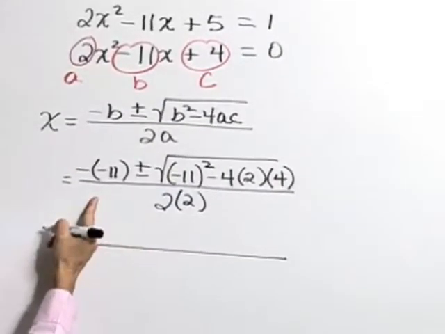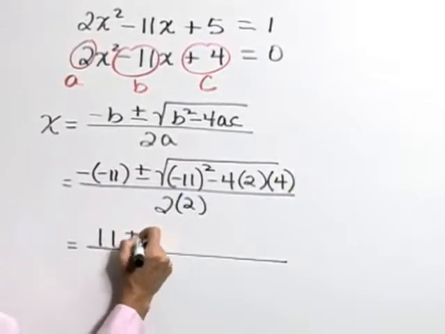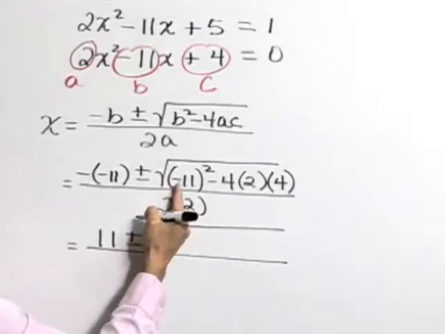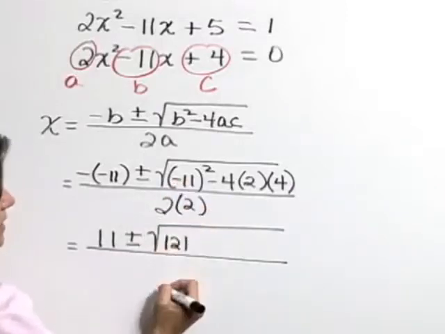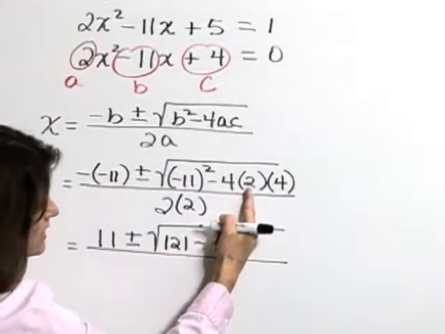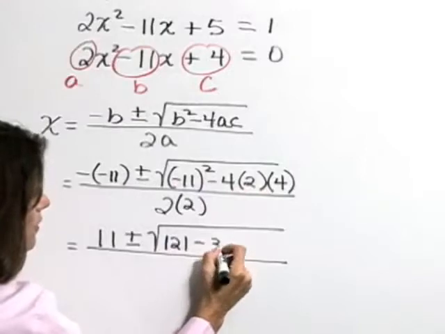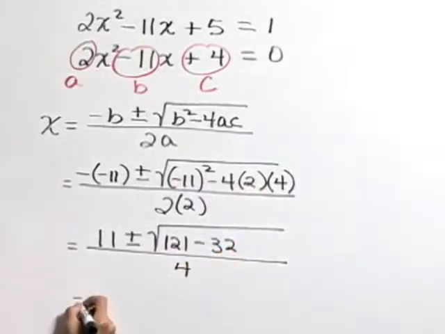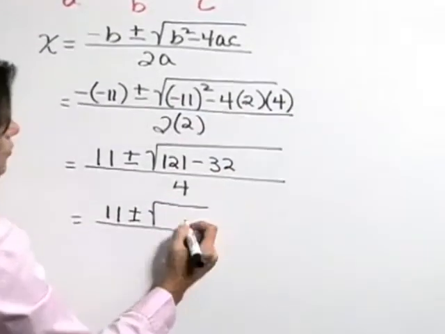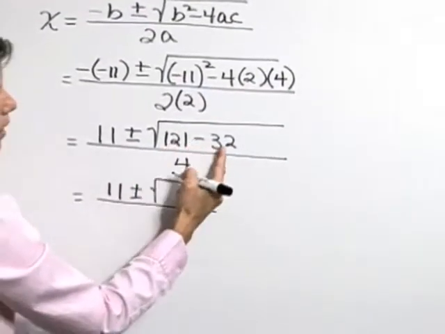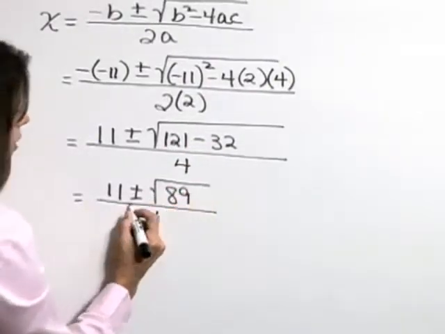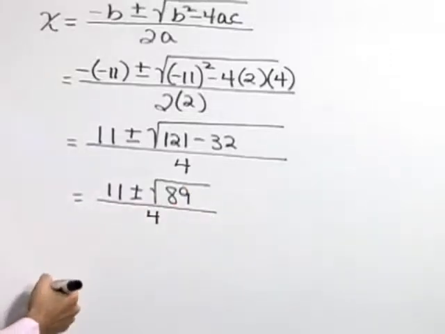Continuing to simplify in the numerator, the opposite of negative 11 is a positive 11, plus or minus the square root of negative 11 squared, which is a positive 121, minus 4 times 2 is 8, times 4 is 32, and that's all over 4. So this becomes 11 plus or minus the square root of 121 minus 32, which is 89. And again, that's all over the value of 4.